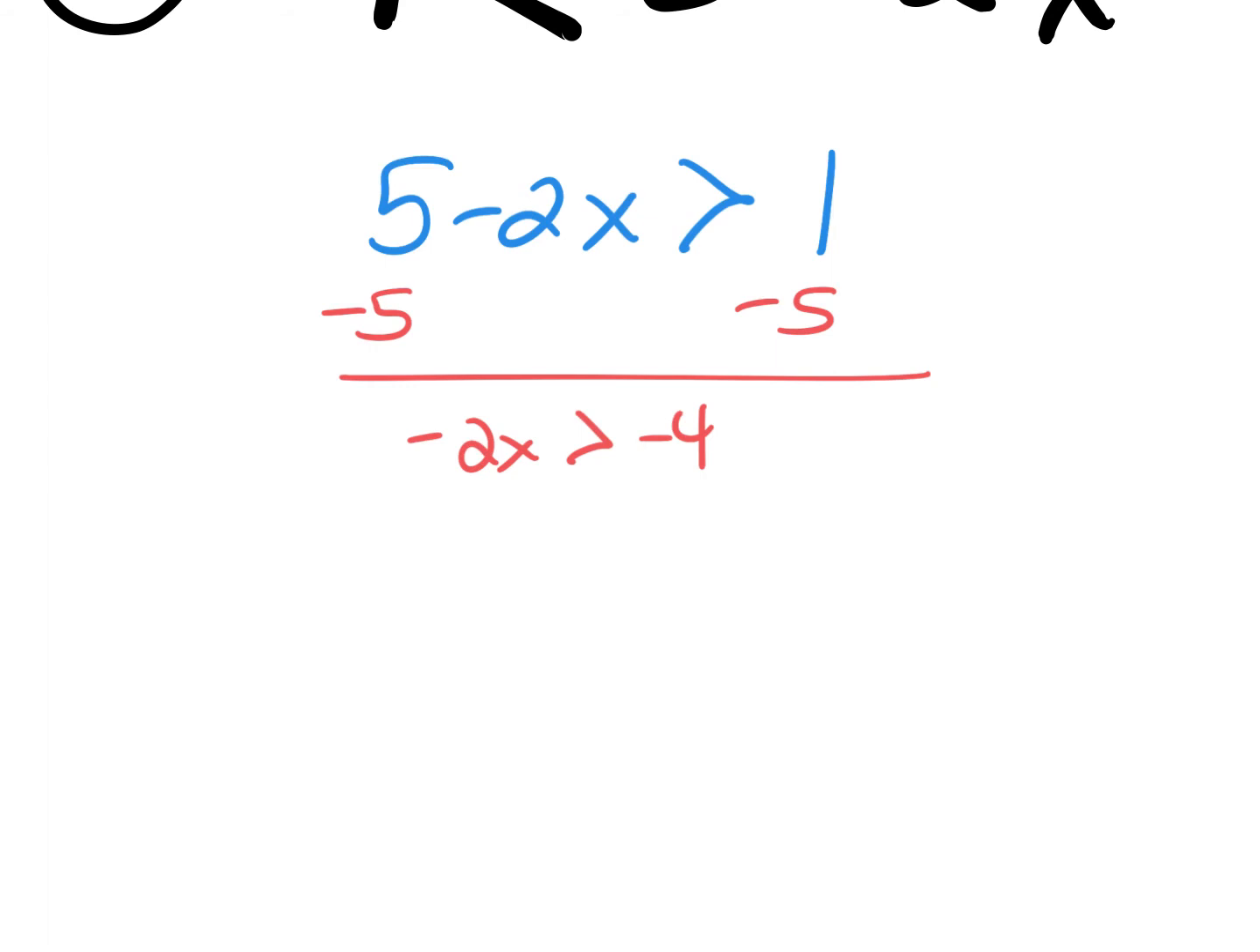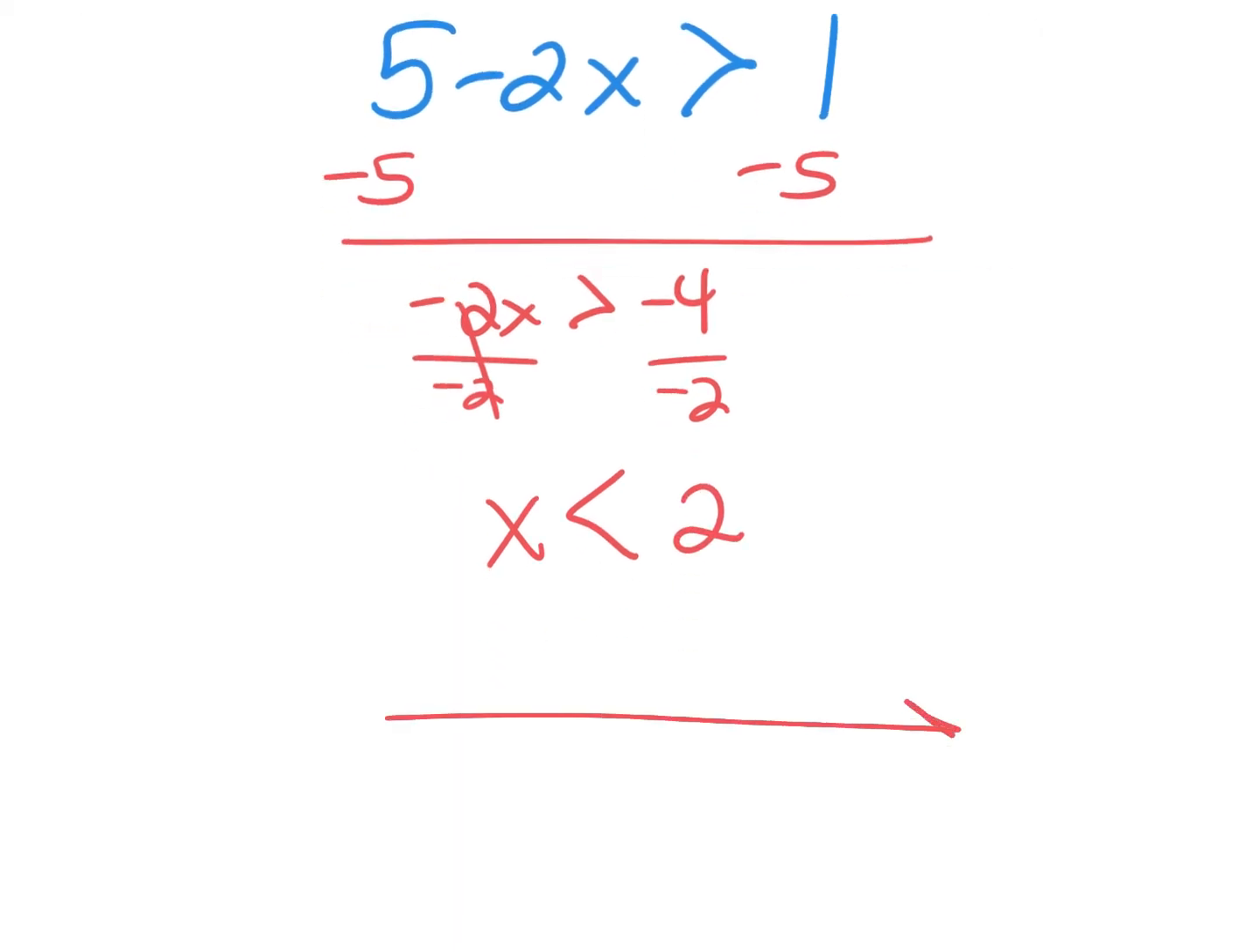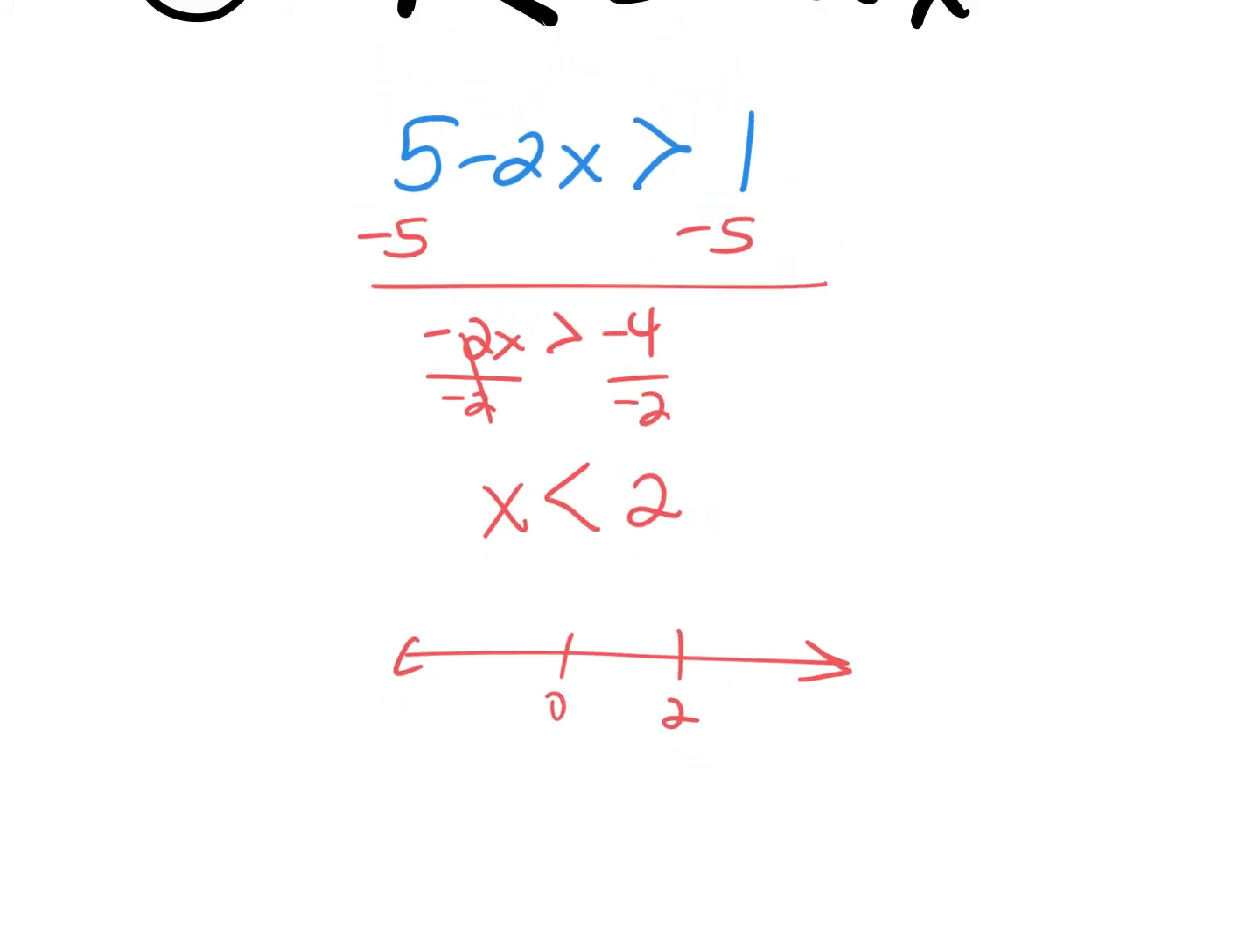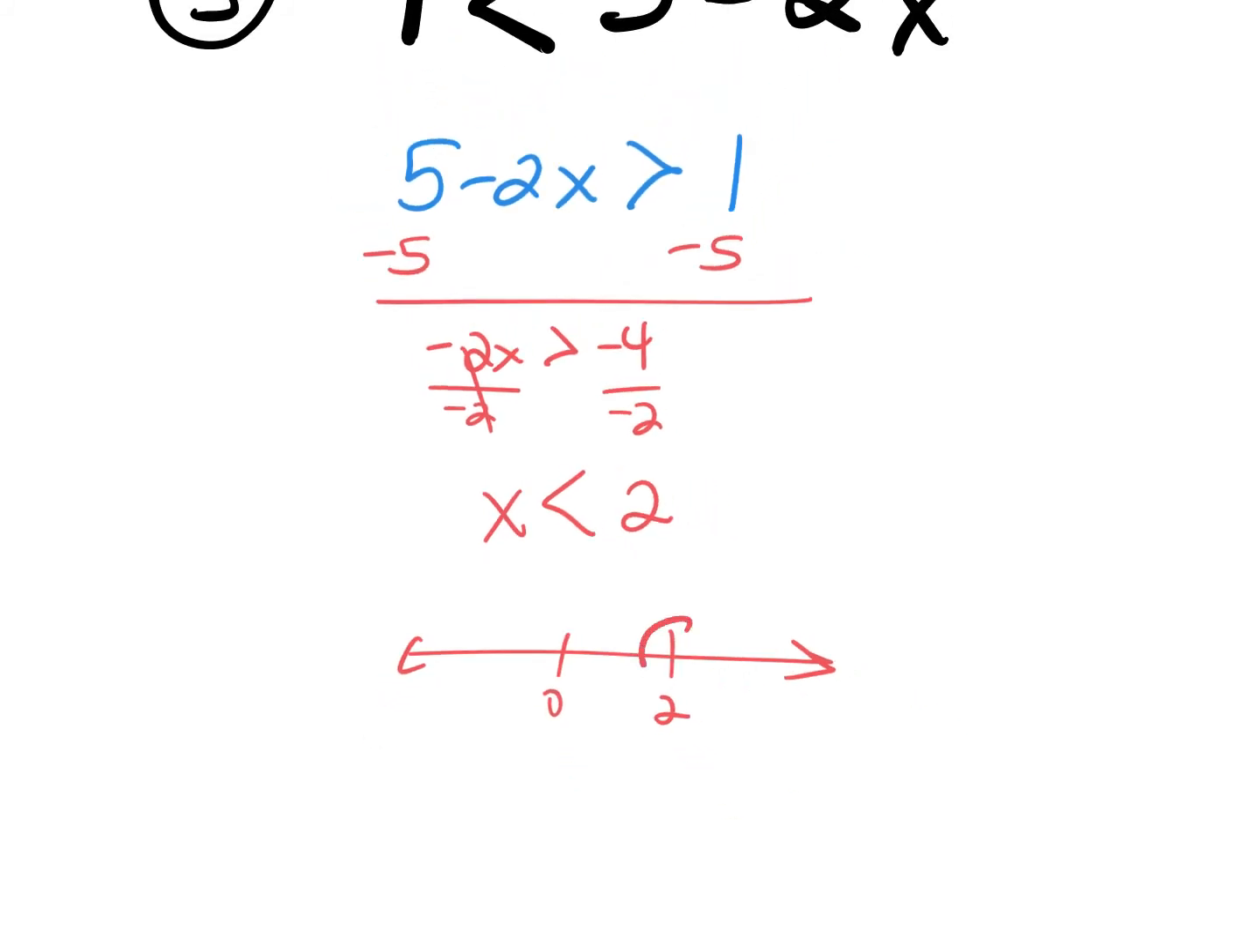Now what? Divide by negative 2. What did I divide by? Which means I do what? Flip the sign. Good. Negative 4 divided by negative 2 is 2. So now when we graph it, we have 0. We have 2. What kind of a dot do we have at 2? Open. And which way am I going to color? Right.